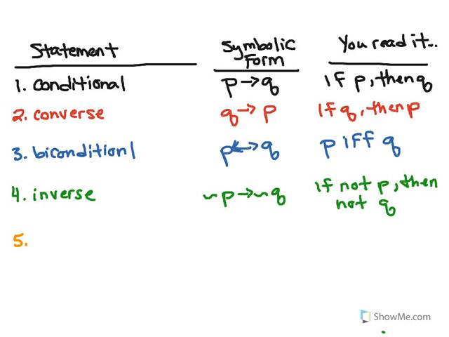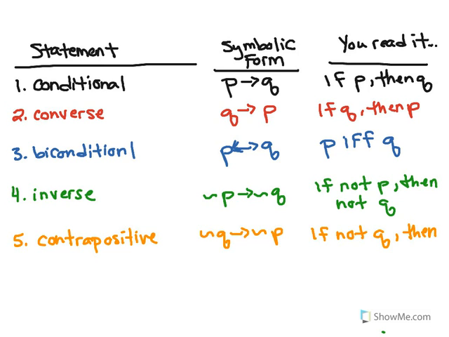And then the last one that we have is the contrapositive, which switches the hypothesis and the conclusion and negates them both. So this would be not Q, then not P. If not Q, then not P. So that's a great little summary for you guys to follow. And that concludes this tutorial.